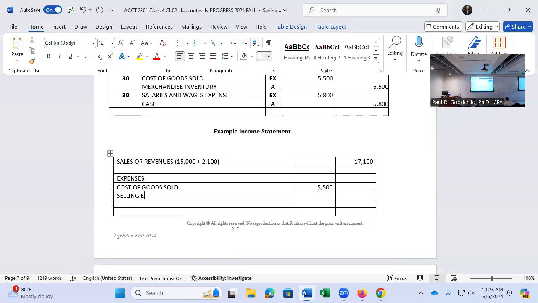And then selling expense. And that was the advertising, $4,000. And then the last one was salary and wages expense. And that was 5,800. What you want to do is total them up there, and I end up with 15,300. So my net income is 1,800.